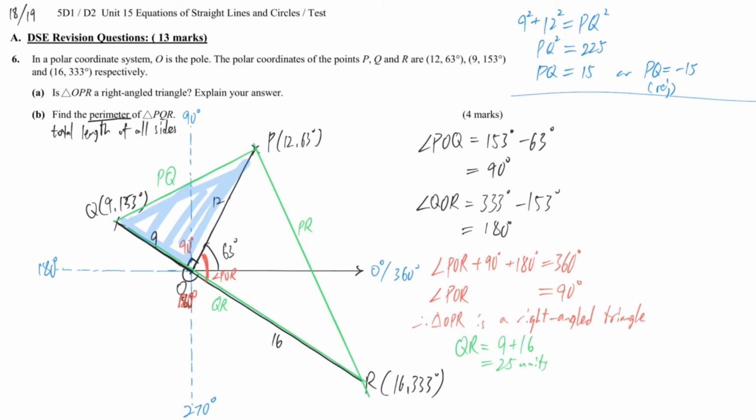And the final step, we just focus on another right angle triangle, 12 and 16, so this time the calculation is the same. We have PR squared is equal to 12 squared plus 16 squared. So PR squared equal to 400, and then PR is equal to 20, or PR equal to negative 20, rejected. Then we finally answer the question. Is the perimeter equal to all linked together? 25 plus 15 plus 20. Then we get 60 units.